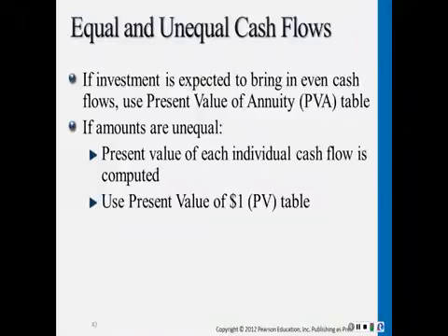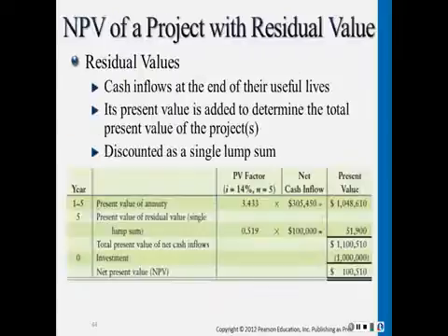When cash flows are equal in amount and occur every year, they are an annuity. Therefore, we use the present value of annuity table. If amounts vary by year, managers cannot use the annuity table to compute the present value of a project. They must compute the present value of each individual year's net cash inflows separately as separate lump sums received in different years, using the present value of $1 table.